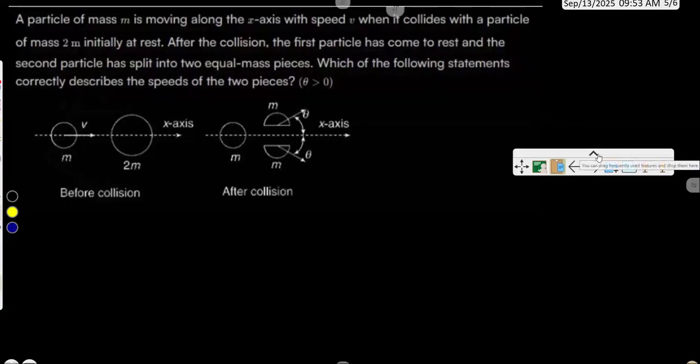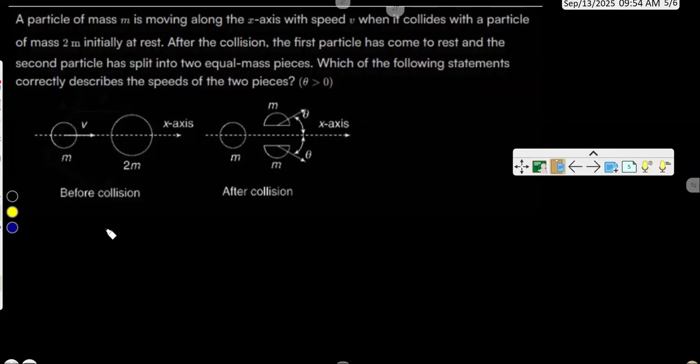Let us start this question. In this, he says, a particle of mass m is moving along the x-axis with a speed v, when it collides with a particle of mass 2m, initially at rest. After the collision, the first particle has come to rest, and the second particle has split into two equal mass pieces. Which of the following statements is true, he's asking?